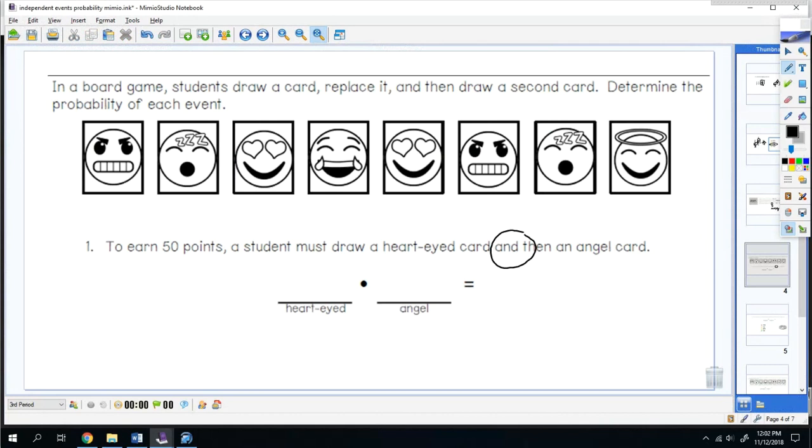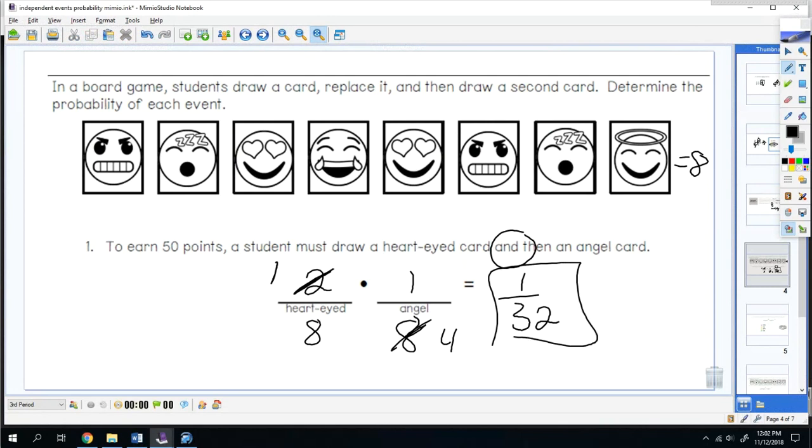Well, first off, there's 8 cards in total. And 2 of them out of 8 are hearts, while 1 of them out of 8 are angels. So these can be simplified. So that'd be 1/4. So 1 times 1 is 1. 8 times 4 is 32. So you have a 1 in 32 chance of getting a heart card, then an angel card.